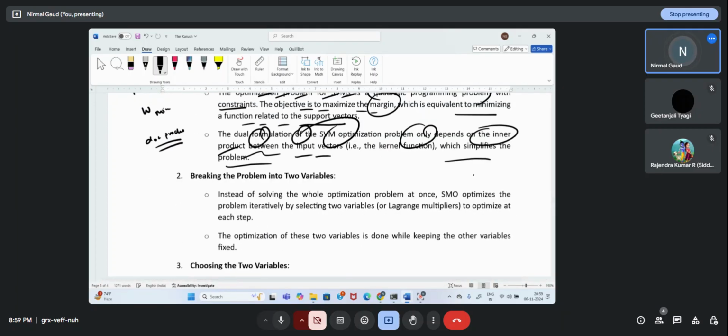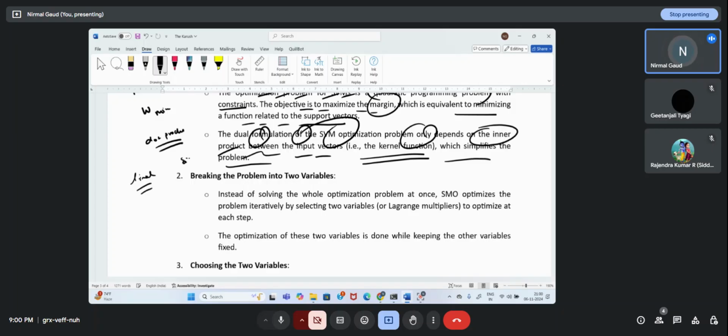What is input vector? Kernel function. What is a kernel function? We have seen in the initial class there are so many kernels here. We are having linear. Right now we are talking about linear only. Linear, that's a hyperplane, that line. That is one of the kernels.